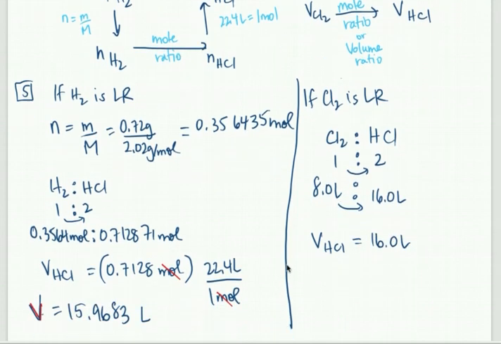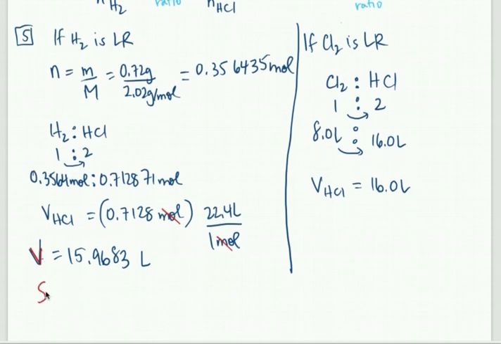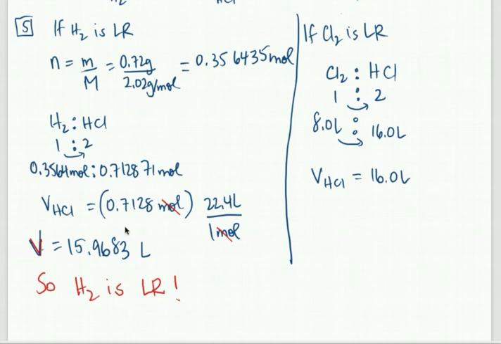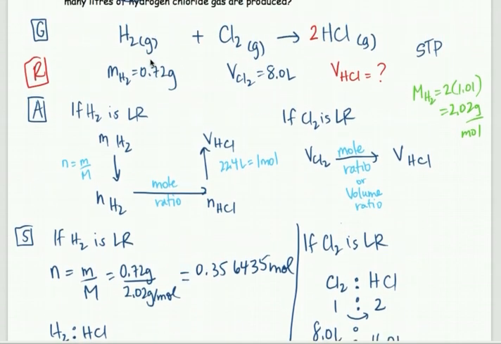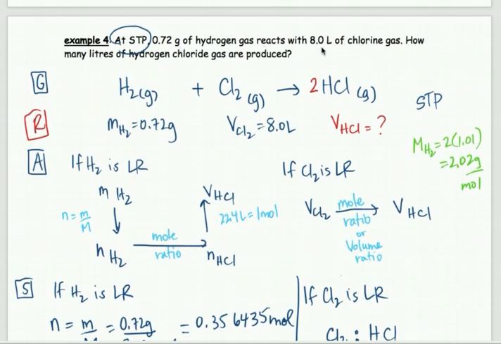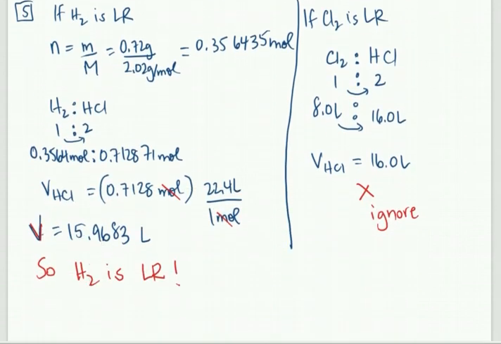If we're looking here and comparing them, we're finding that this one's lower. So hydrogen is the limiting reagent. We are going to use this one and ignore this one. I know they're pretty close, but this is the true value here. Just looking at the sig figs here, 2 digits, 2 digits. So when it comes down to it and we have to round it up, it still comes out the same.